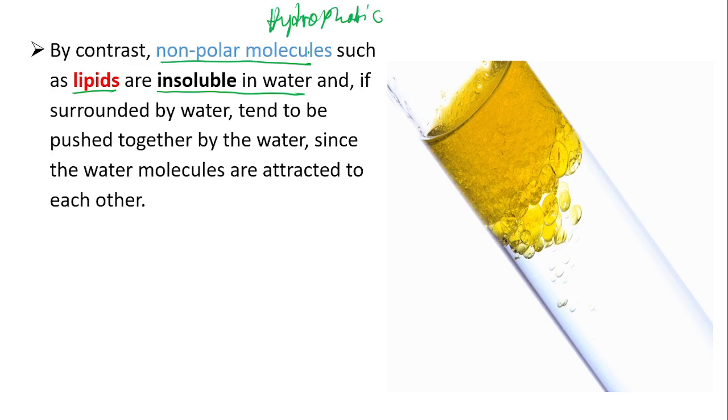If you look here, downward, there is water, but these are lipids. The same applies with cooking oil. When you put cooking oil in water, it will float. But apart from the fact that it floats because of its low density, we also need to understand that the reason why it is not dissolving in water is because it is hydrophobic.